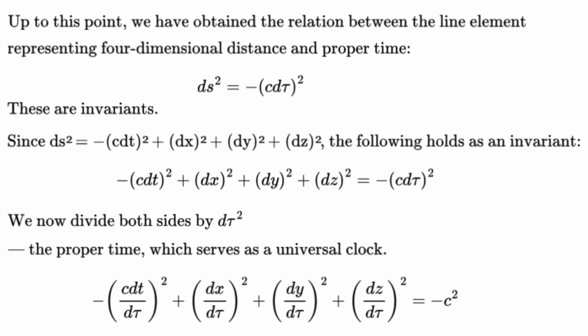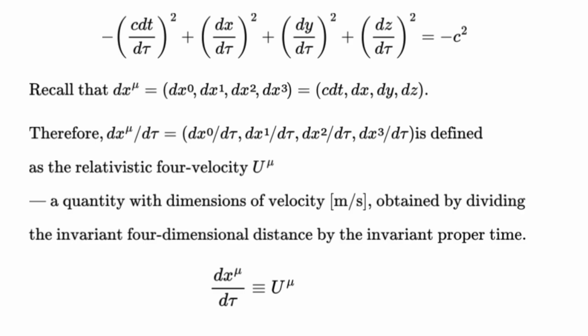We now divide both sides by dτ squared, the proper time, which serves as a universal clock. Recall that dx_μ equals dx0, dx1, dx2, dx3 equals c dt, dx, dy, dz. Therefore, dx_μ over dτ equals dx0 over dτ, dx1 over dτ, dx2 over dτ, dx3 over dτ, defined as the relativistic velocity u_μ, a quantity with dimensions of velocity obtained by dividing the invariant four-dimensional distance by the invariant proper time.